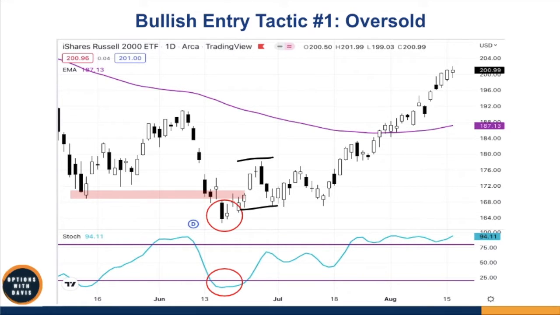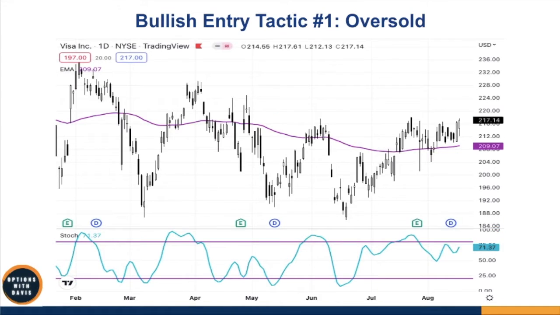All right, so there are a lot of different ways you can enter into the market, right? Now next, Visa. So can you identify where are the places where you could enter into a bullish trade?